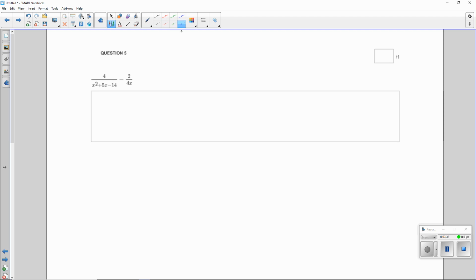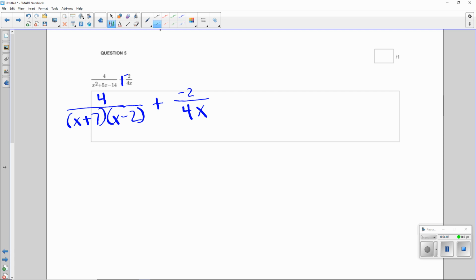Number 5. So we notice we've got something at the bottom left there to factor. So I want to go and factor that to x plus 7, x minus 2. I'm going to go and change this to an addition problem and move that negative symbol a little bit closer to the 2. I always like to do that so I don't forget about that subtraction symbol.